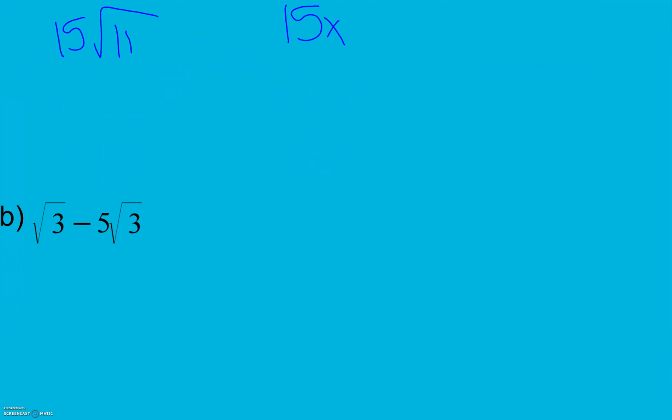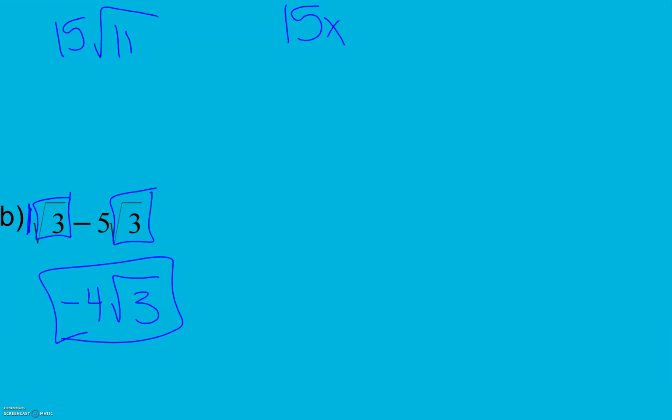Here, just like with variables, remember if there isn't a number in front, or a coefficient, it's a 1. So I keep my radical because it's exactly the same, square root of 3. And then I take 1 minus 5 and get -4.